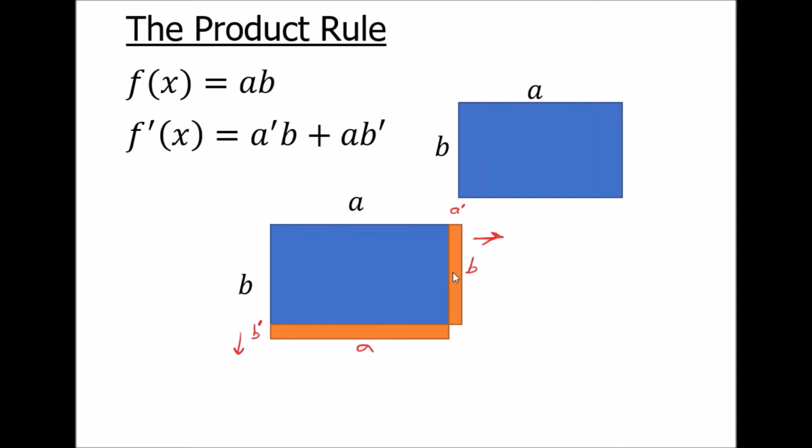So how could I describe the change in my rectangle's area? Well, clearly it's just the sum of these two little orange slices. Well, this is just a prime b plus a b prime. Hey, that's the product rule. So hang in there, we're going to do 3 quick examples.